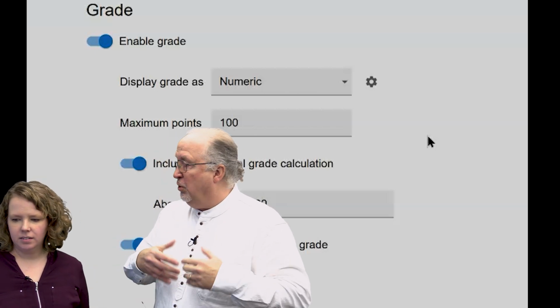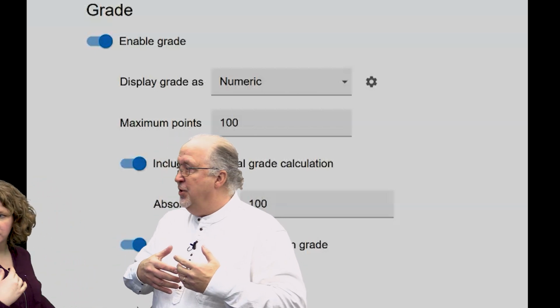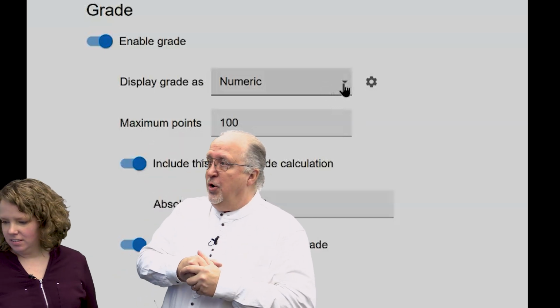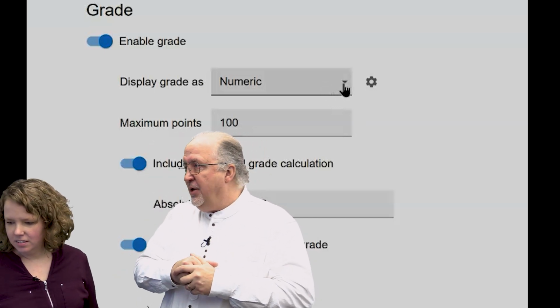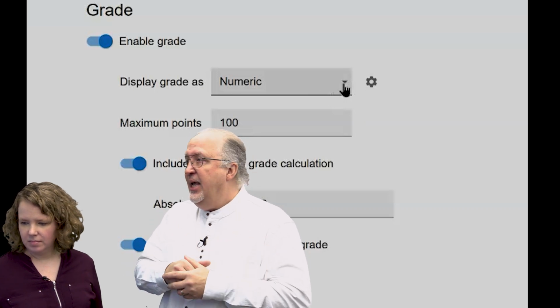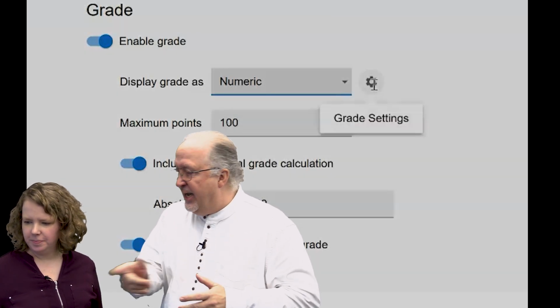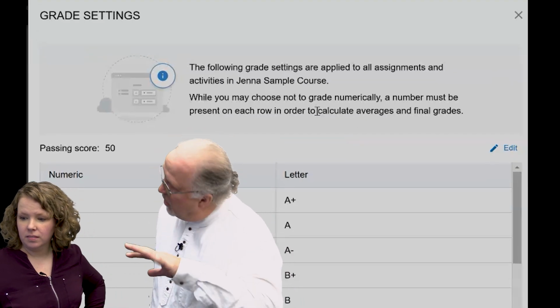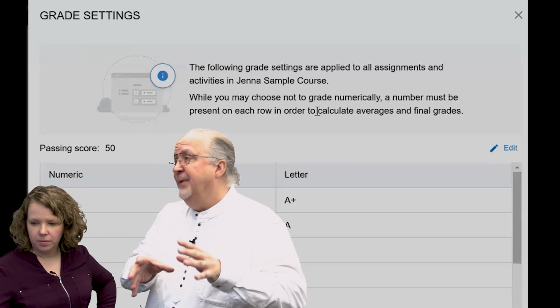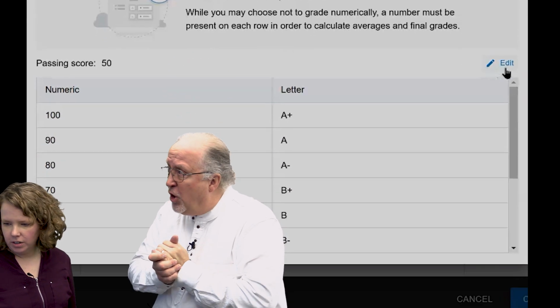As you scroll down, you can see some grading options. You can display the grade as numeric. There are letter grades. You can change the maximum points. If you click on that grade settings, that'll tell you what the default is. Oh, okay. But you can override the default. So you can go in and edit.